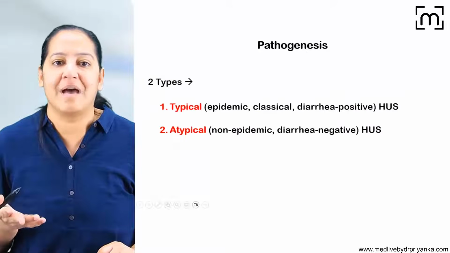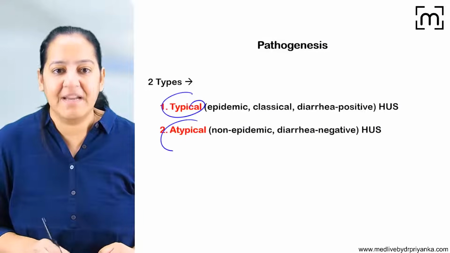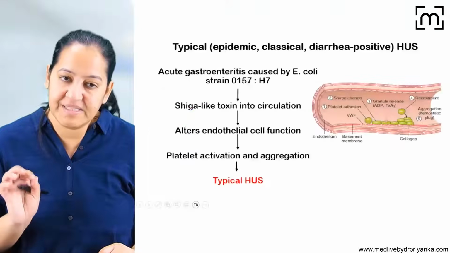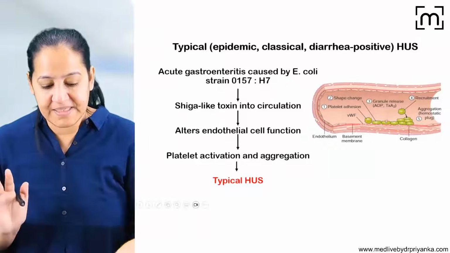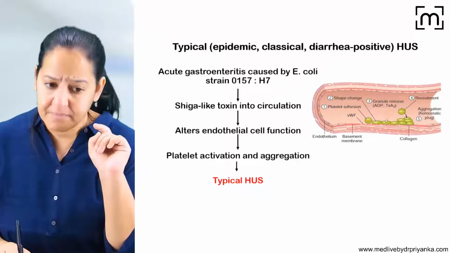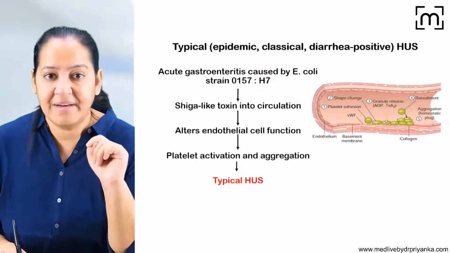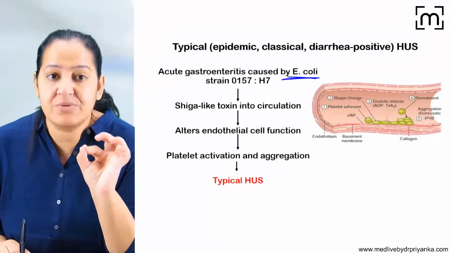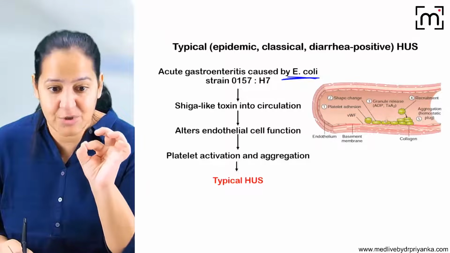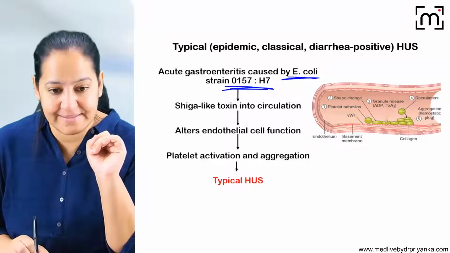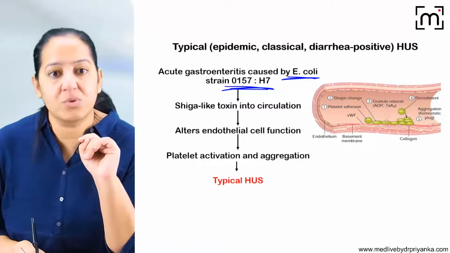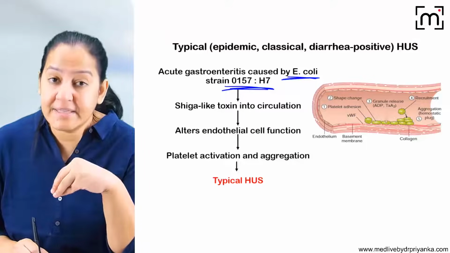So let me explain what happens here. It is of 2 types, typical and atypical. Typical is more important, so we will see the details of typical. The patient is having infection by a bacteria. You have to learn the name of the bacteria. The name of the bacteria is E. coli, a special strain. It's O157H7, a special strain of E. coli that secretes a toxin.